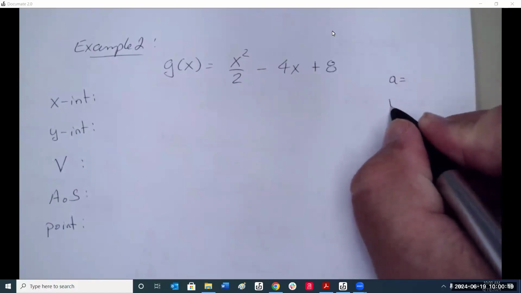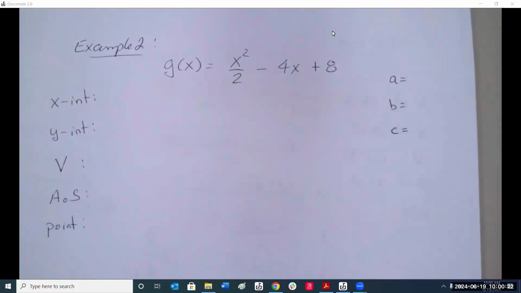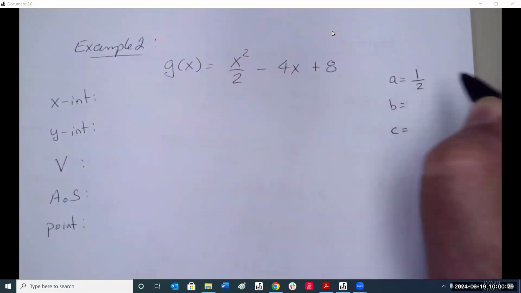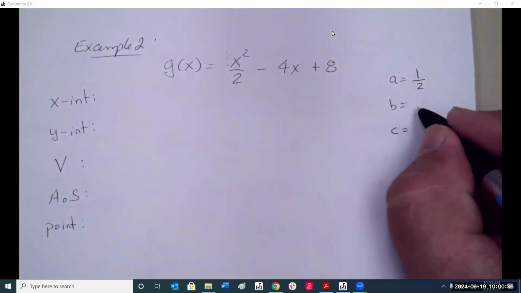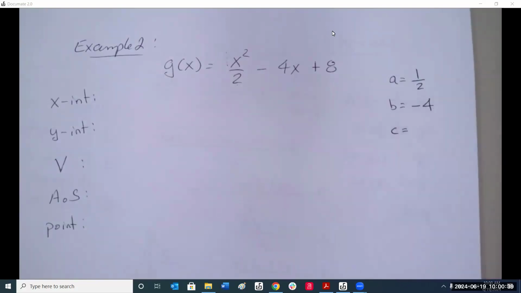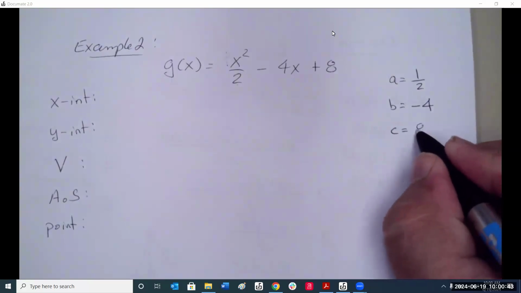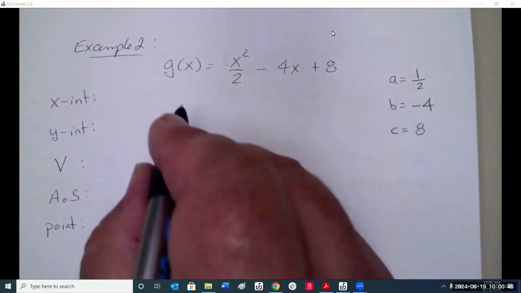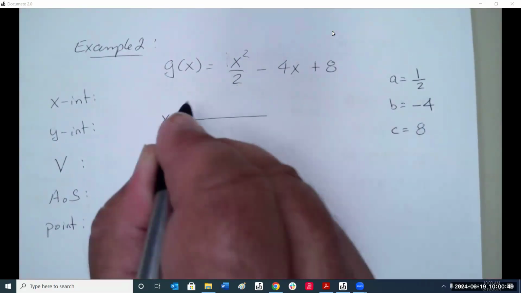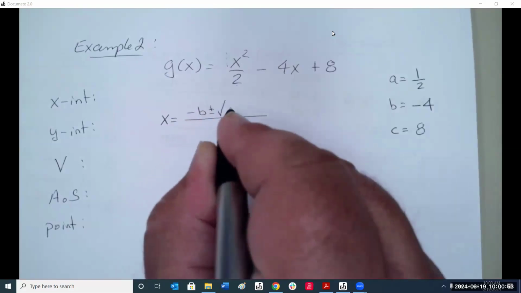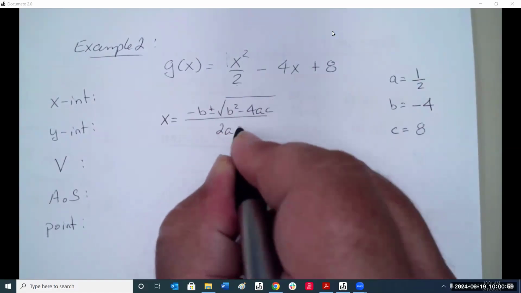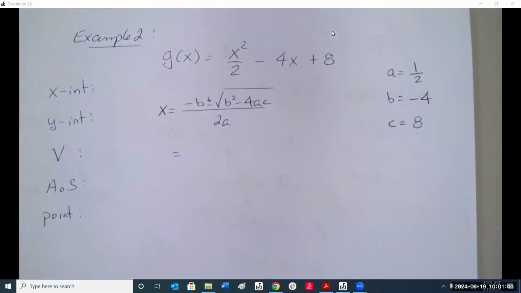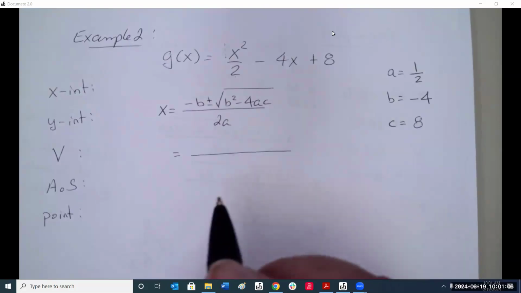So now we have to label a, b, and c. What's a? 1/2. Because what number's in front of the x squared? A 1, and there's a 2 below there, so it's 1/2. b is negative 4, and c is 8. Again, always start off by writing the formula down. And start plugging them in there.